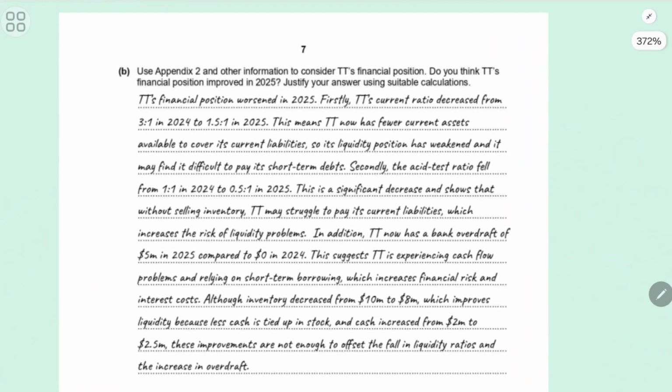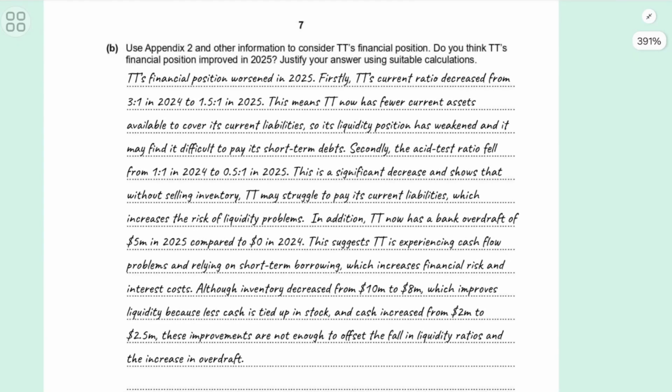Now let's look at the model answer. TT's financial position worsened in 2025. Firstly, TT's current ratio decreased from 3:1 in 2024 to 1.5:1 in 2025. This means TT now has fewer current assets available to cover its current liabilities. So its liquidity position has weakened, and it may find it more difficult to pay its short-term debts.